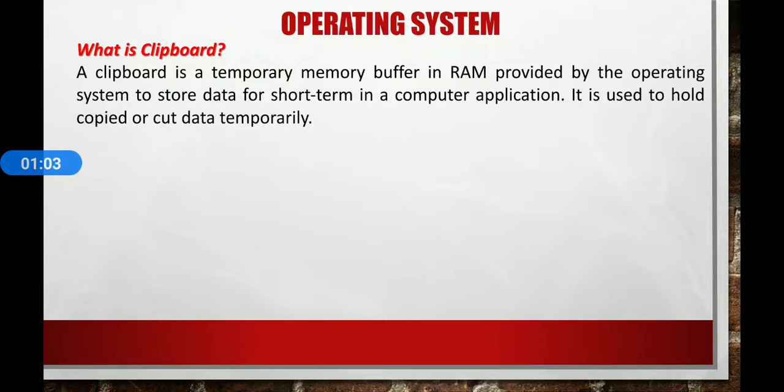A clipboard is a temporary memory buffer in random access memory provided by the operating system to store data for short term in a computer application. It is used to hold copied or cut data temporarily while transferring within and between application programs. So when you cut or copy some data, it temporarily stays in the clipboard so that you can paste it.